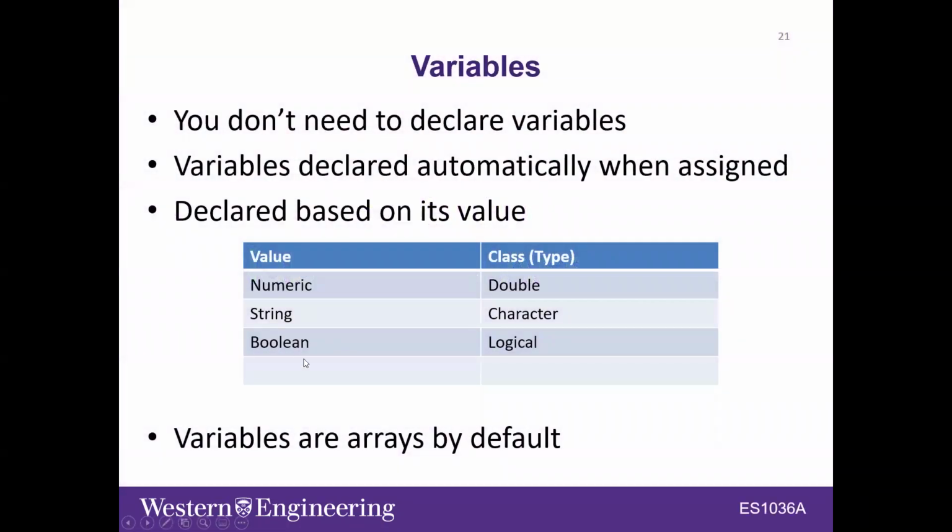So we have numeric, string, and Boolean. Numeric are double, strings are character, Boolean are logical. All variables are arrays by default.